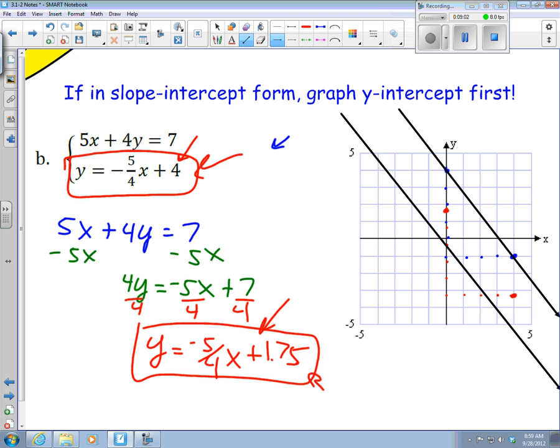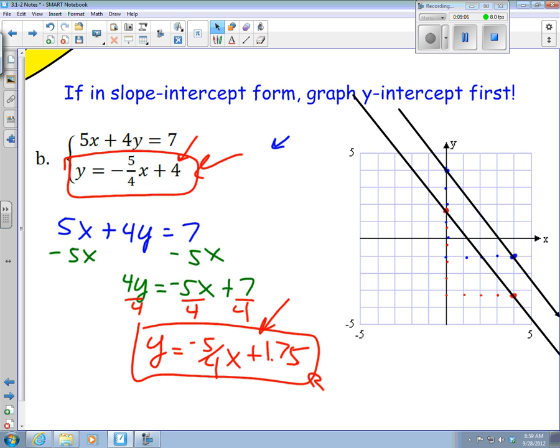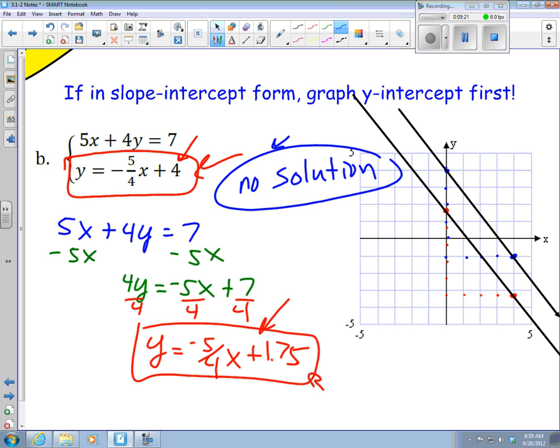Okay, let me see if I can line it up. There we go. You can see that the two lines are parallel. They have the same slope. They don't have the same y-intercepts, so they're not the same line. This particular solution is going to be no solution. No solution. There's no point where the two intersect. Okay.